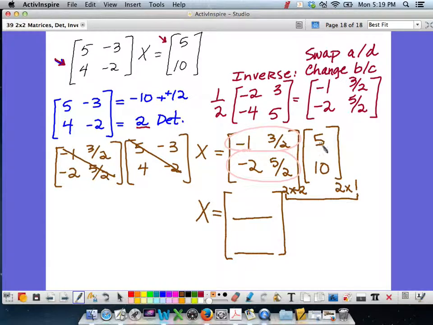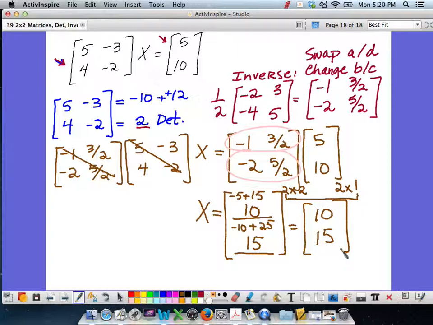So I have -1 times 5 is -5. Then I have 3/2 times 10. You can calculate that, or you can figure 2 will go into 10, 5 times. 5 times 3 is 15. And -5 plus 15 is 10. The second row, -2 times 5 is -10. 5/2 times 10 is 25. 2 will go into 10, 5 times, 5 times 5 is 25. When you add those together, you get 15. So when you write that final matrix, it'll look like 10, 15. And that would be your answer.